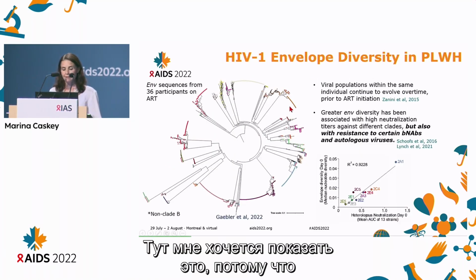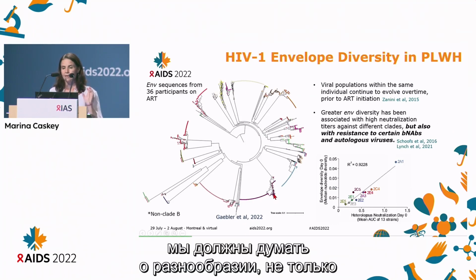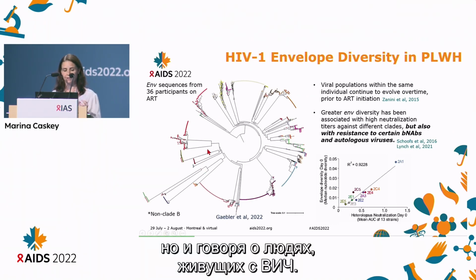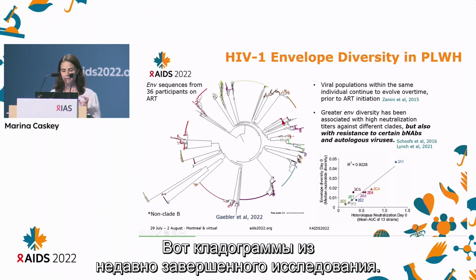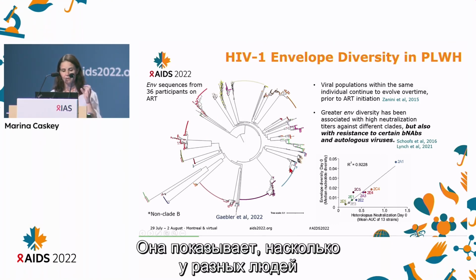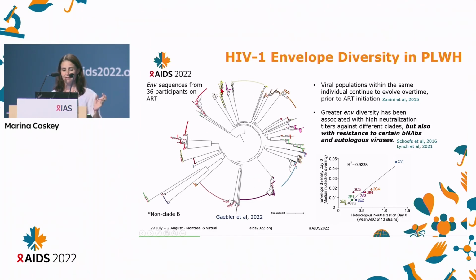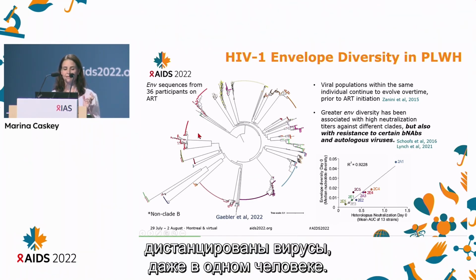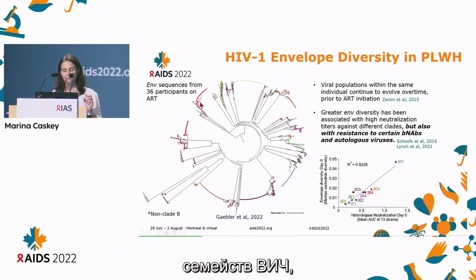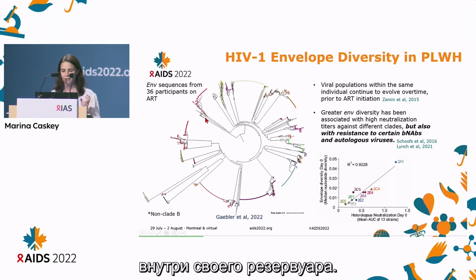And here I'd like to also show this because we have to think about diversity, not only broadly speaking in HIV, but also within a person living with HIV. These are phylogenetic trees from a study that we completed recently, where each of these branches of the tree represents one individual. This shows how distant the viruses are across different individuals and even within an individual. For example, this person here has many different types of families of HIV, if you will, within their reservoir.